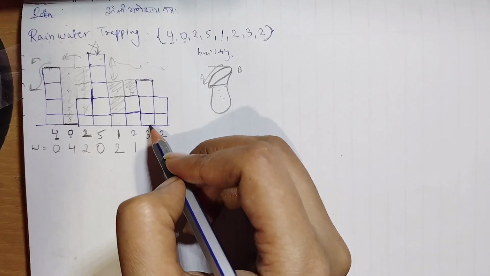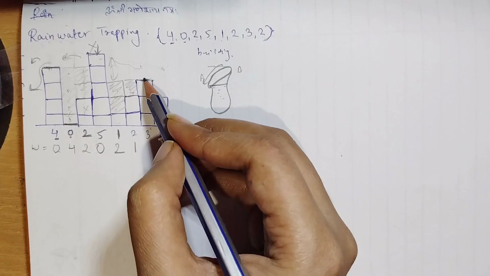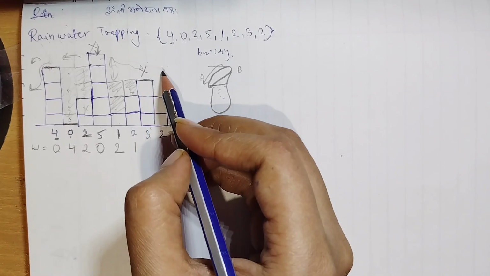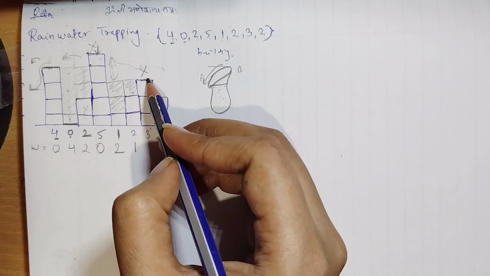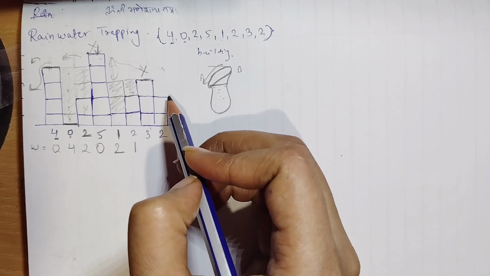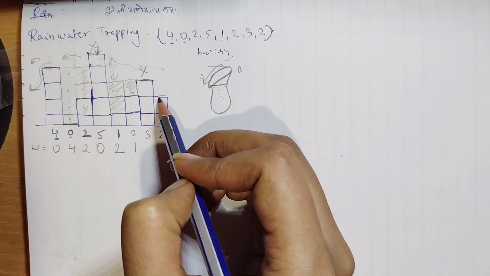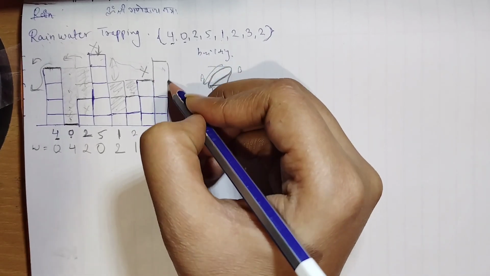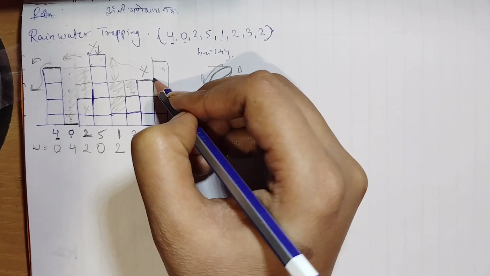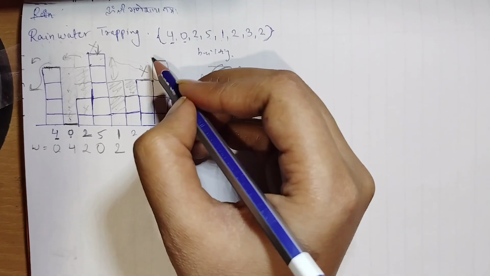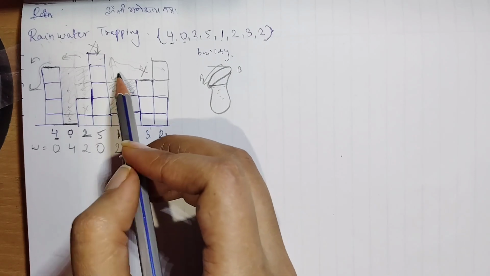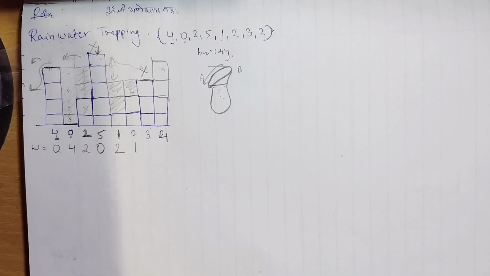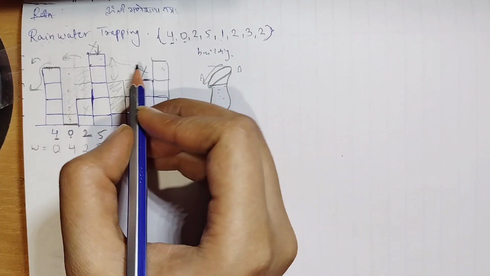Now we will talk about this 3 bar height. So how much water will be trapped here? No water will be trapped because in its right hand side, the next building height is lesser than this, not more than this. If this height was 4, then can water be trapped here? Yes, it will be trapped, and our water value will be more.